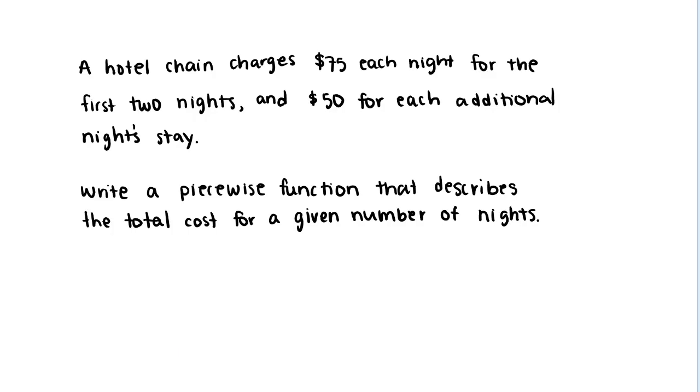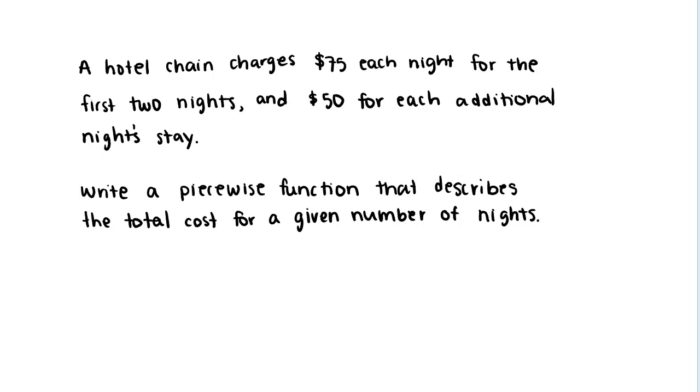Okay, so let's go ahead and apply this idea of piecewise functions to a word problem. Let's try and come up with a piecewise function for this word problem. So here it says that a hotel chain charges $75 each night for the first 2 nights and $50 for each additional night's stay. And so we want a function that describes the total cost for a given number of nights. And so if you're feeling up for it, please pause the video and try and come up with a piecewise function yourself. It's kind of a tricky problem. And so let me encourage you, when you think you've got it, to try and plug in a few different values and see if it's consistent with what you expect the costs to be.